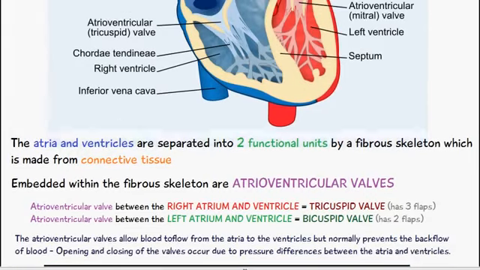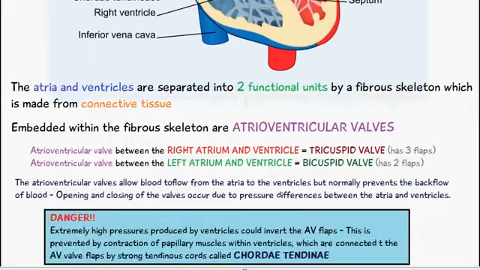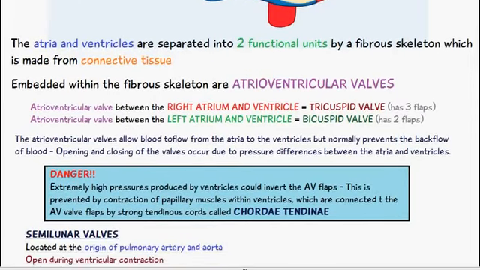And that's sort of a prevention. But remember, in some cases there could be damage to these cords as well. So we're just learning the physiology for now, but it is important to bear that in mind.